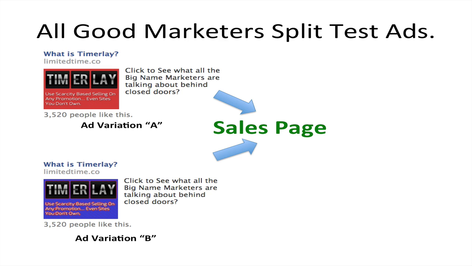Okay, so when we do this, there's only one variation. So we've got ad variation A, which is the red. We've got ad variation B, which is the blue. And when we come out on the other end, we're going to get stats to see which is doing the best. Okay, so let's jump and let's talk a little bit more about that.